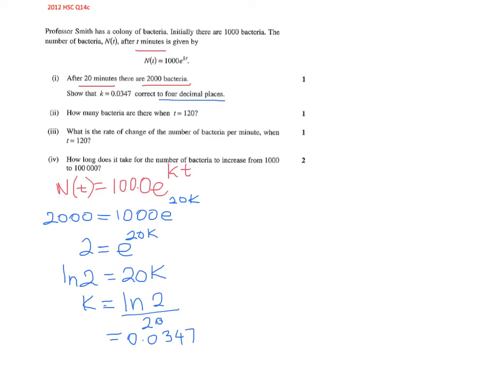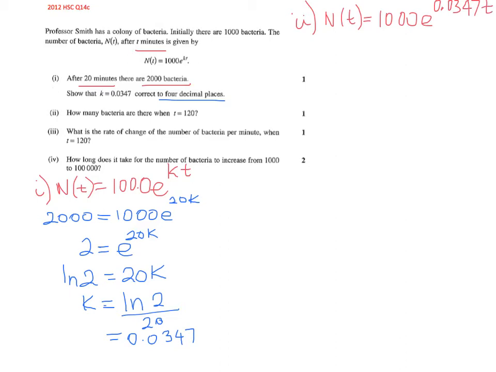Okay, part 2 then says, how many bacteria are there when t equals 120? Alright, so that's just subbing in t equals 120. So, we've got to rewrite our new formula with k actually. So N of t equals 1,000 e to the power of 0.0347t. And there is our formula.